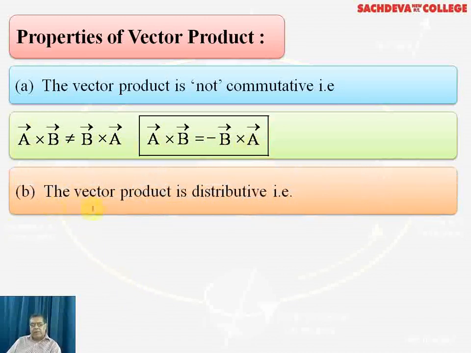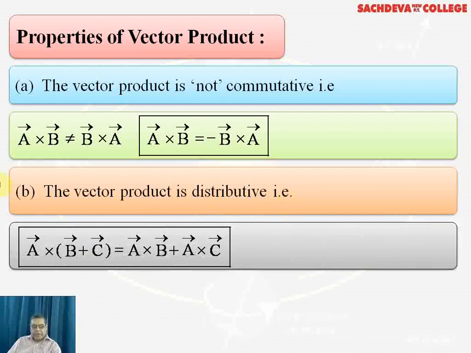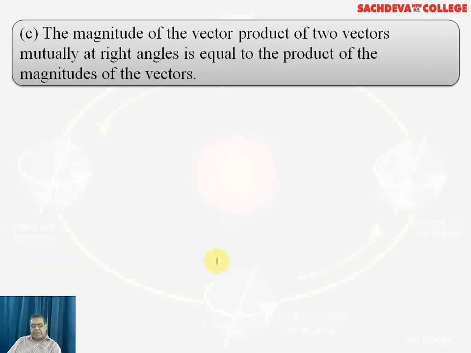Now, the vector product is distributive. What exactly do we mean by distributive? Suppose we take a number 2, multiplied by 3 plus 5. So it is 2 into 3 plus 2 into 5. The same concept is used in the vector product being distributive. So we are finding vector A multiplied by the addition of vectors B and C, and that can be written as the cross product of A and B, added to the cross product of A and C.